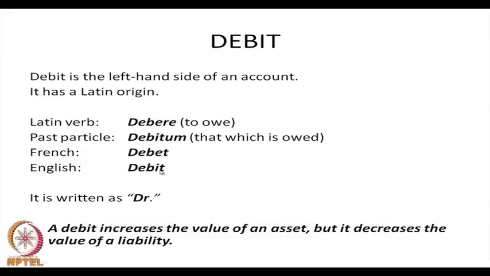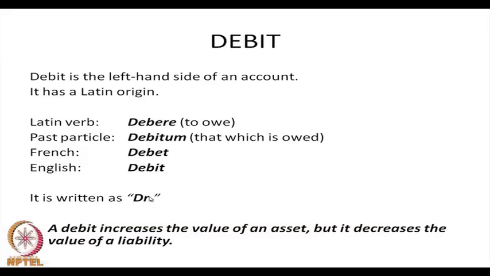From there, the French term is debit and the English term is debit, spelled D-E-B-I-T. Historically, because it is debere, it is Dr. This double entry bookkeeping system was developed by a Roman Catholic monk, and he used the word debere, and from there debitum and then Dr. So, today we are using debit and Dr.